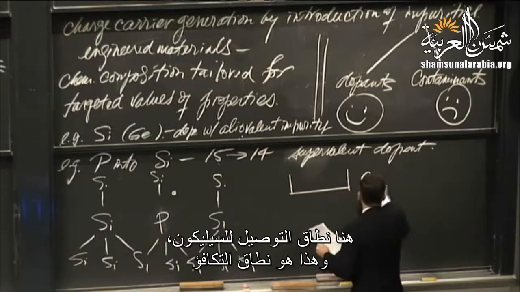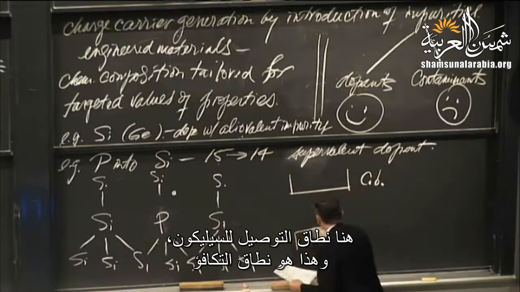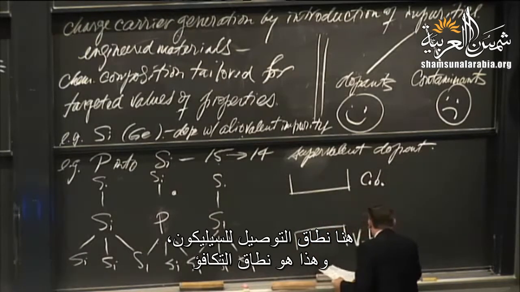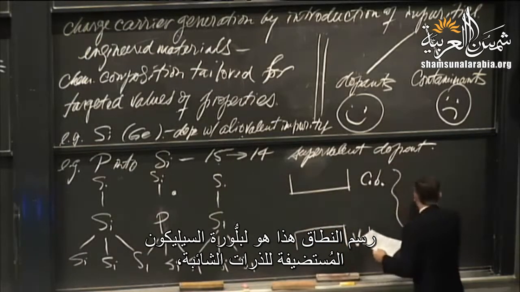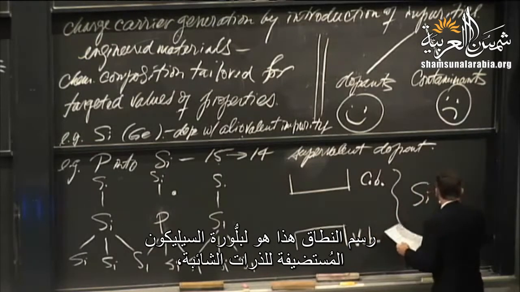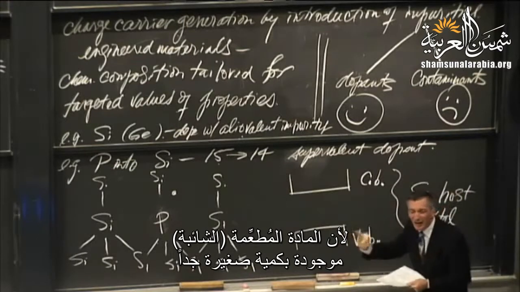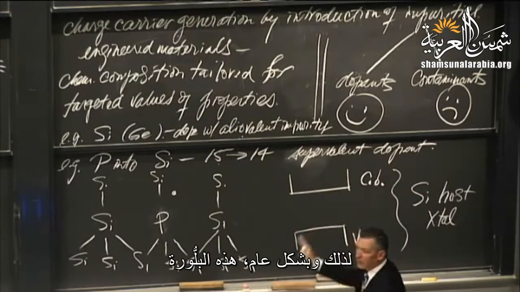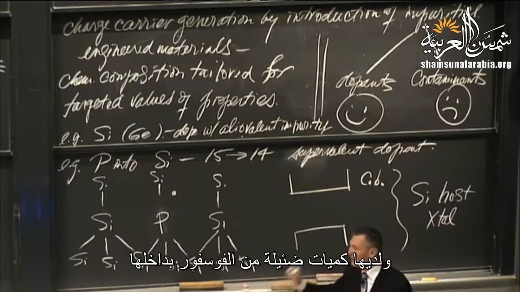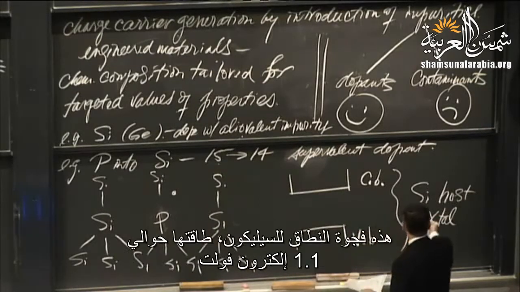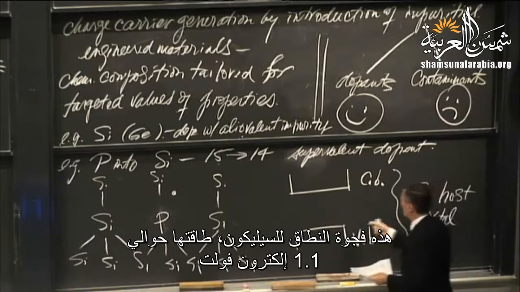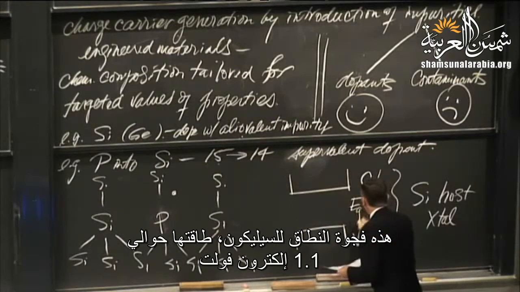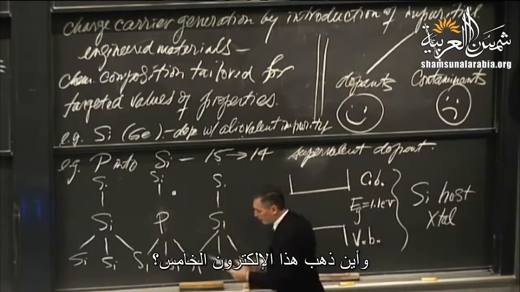So here's the conduction band of silicon, and this is the valence band. And this is all of the silicon host crystal, because the dopant is in a tiny, tiny amount. We're talking parts per million. So for all intents and purposes, it's still a silicon crystal. It's got tiny amounts of phosphorus in it. So this is the band gap of silicon, where, you know, this is about 1.1 electron volts. And where does this 5th electron go?